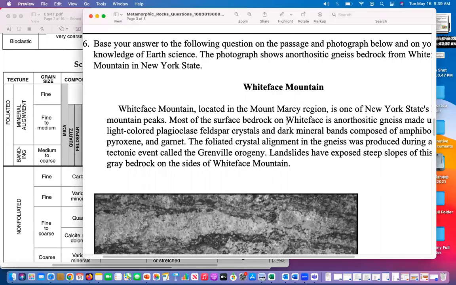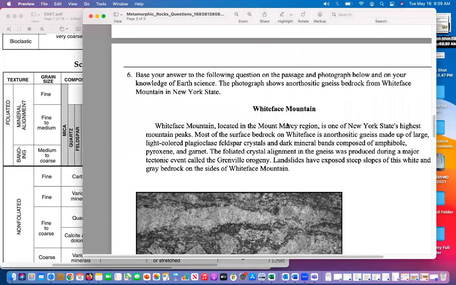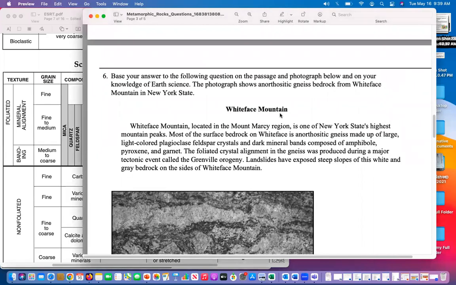All right, so number 6, it says, base your answers to the following questions on the passage and photograph below and on your knowledge of earth science. A photograph shows an anorthositic gneiss bedrock from Whiteface Mountain in New York.